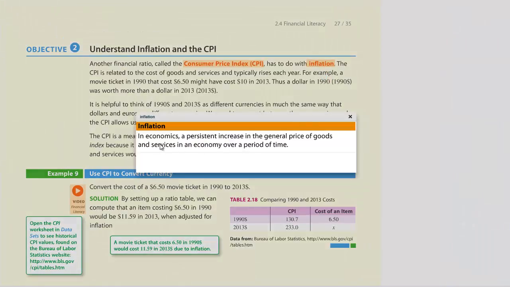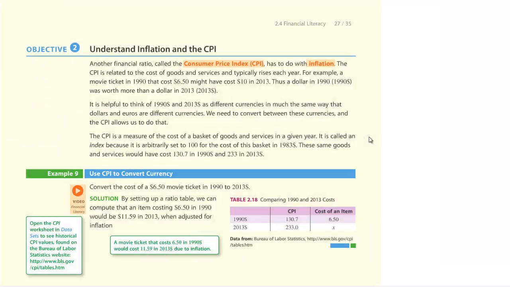Inflation is an economics idea. It's a consistent, persistent increase in the general price of goods and services over a period of time. Things always tend to cost more.